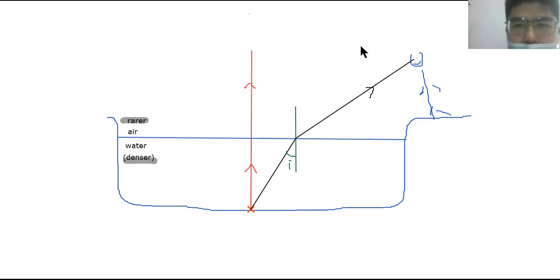No, I haven't finished. Wait, almost. So this is the original path of the ray, the dotted one. The black ray is after the bending. It bends away like this.